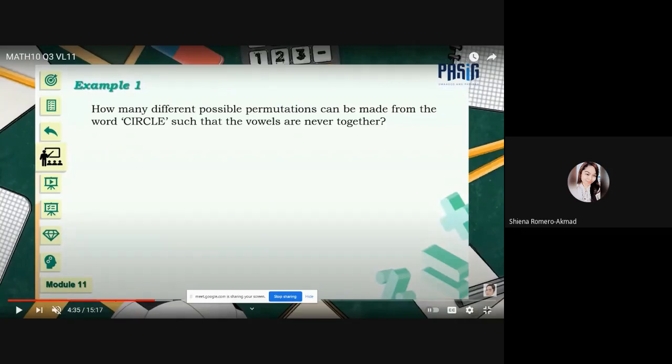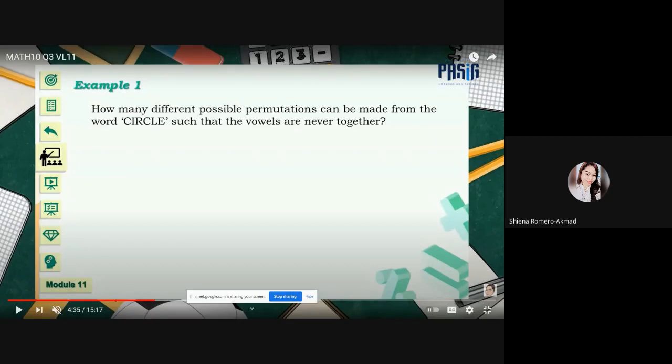What happens when vowels are never together? Remember last time when we had conditions like that? They don't want to sit together. They will not stand together. Like this, vowels are never together. What we do is we are solving for the whole, okay?